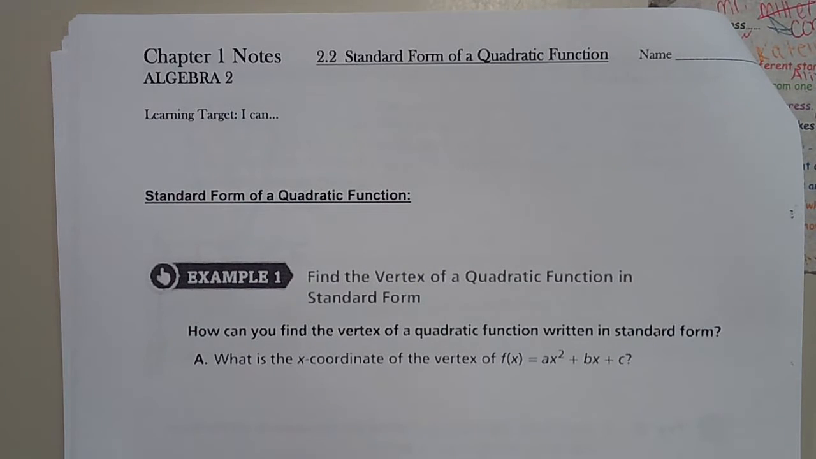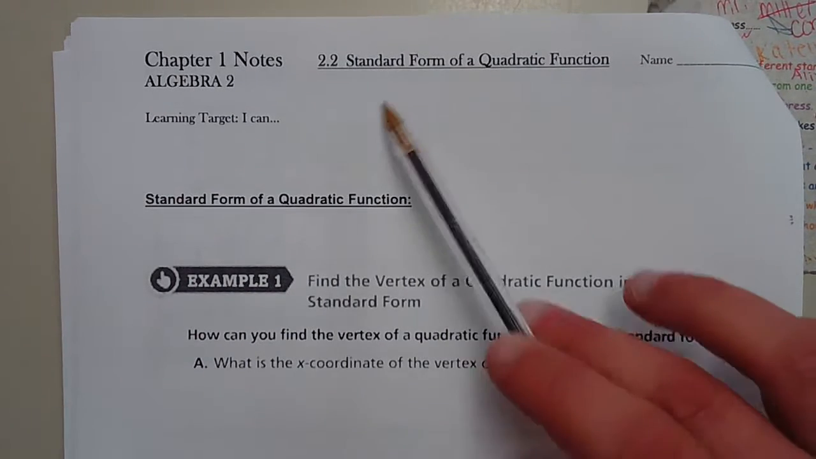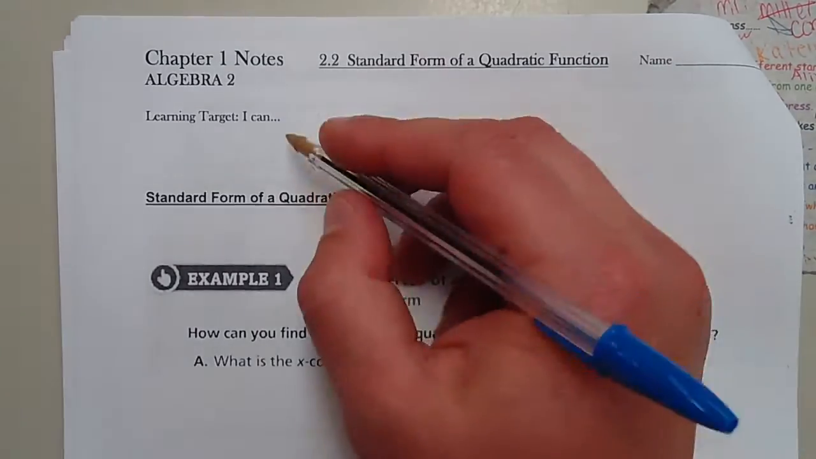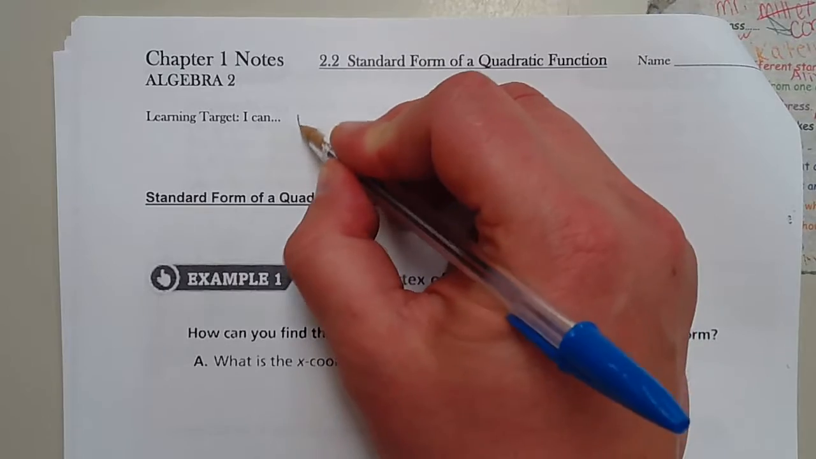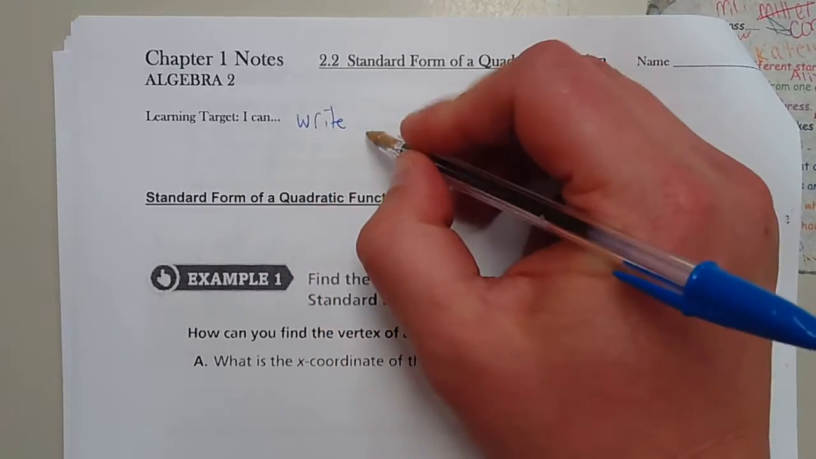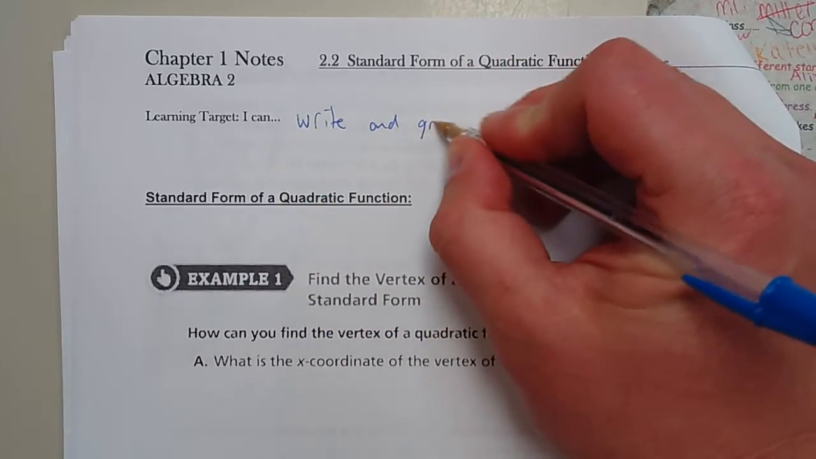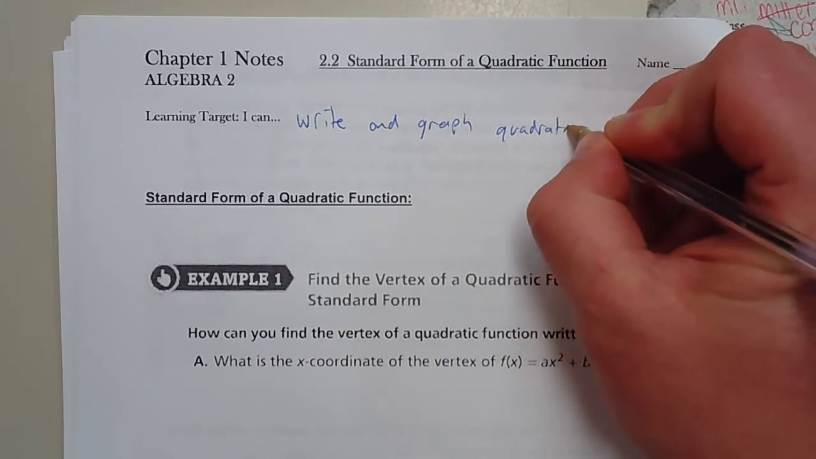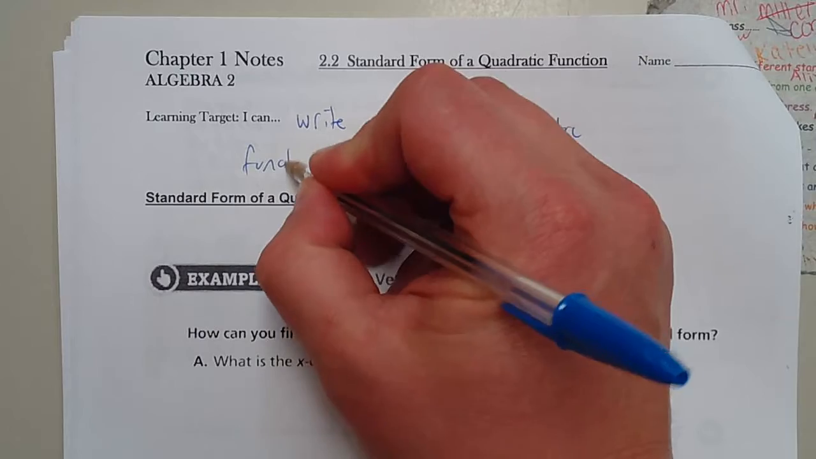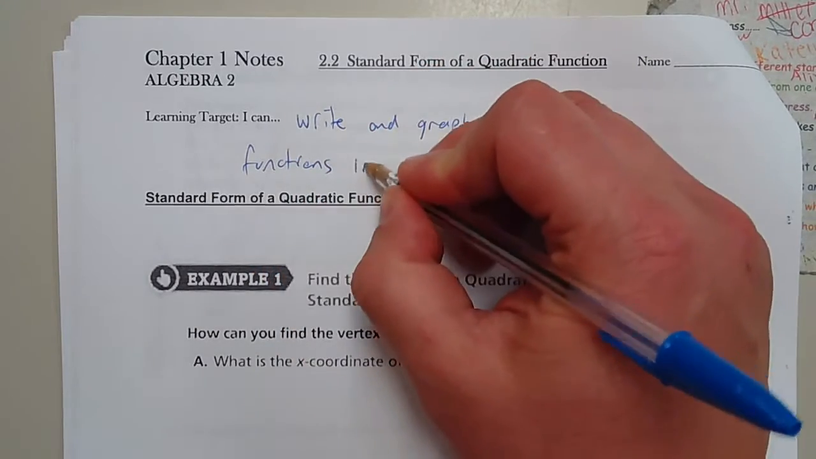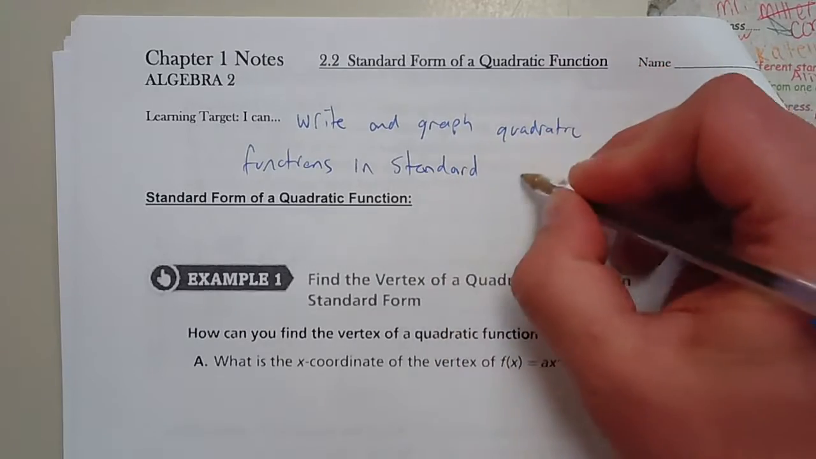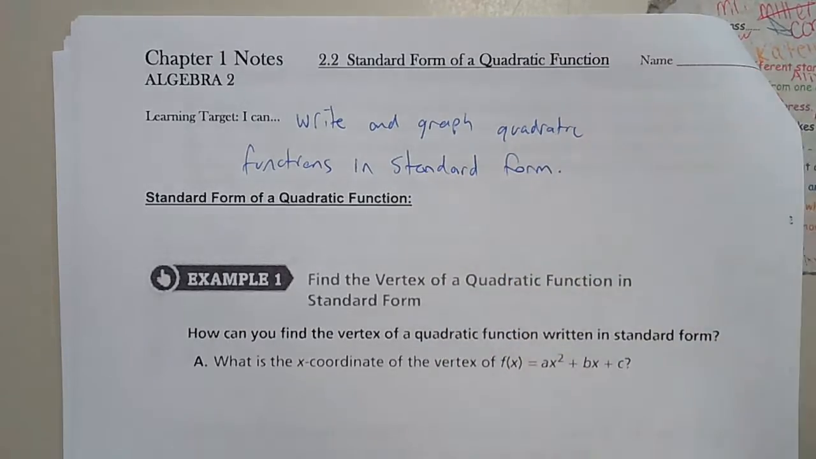Okay, so we're going to move on to the 2-2 notes today. This is 2-2, standard form of a quadratic function. Learning target: the goal for this section is that I can write and graph quadratic functions in standard form. All right, so I can write and graph quadratic functions in standard form.